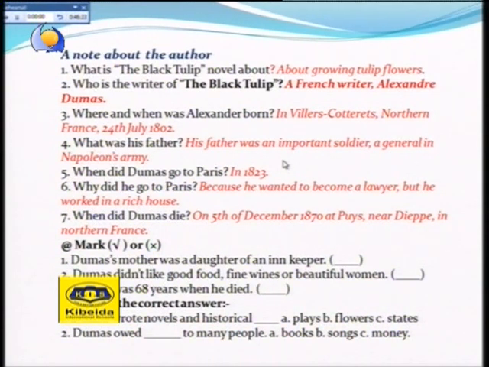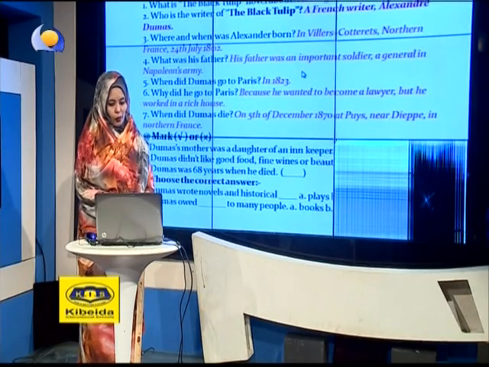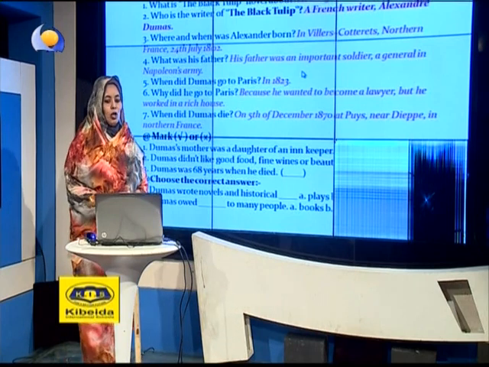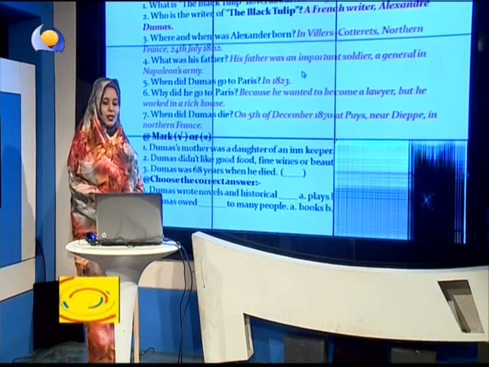Dumas's mother was a daughter of an innkeeper. True. Dumas didn't like good food, fine wine, and beautiful women. No, this is false. Number 3, Dumas was 68 years when he died. Yes, because he was born, as you see here, in 1802 and he died at the age of 68. This is right. Now, choose the correct answer. Dumas wrote novels and historical, of course, historical plays. Dumas owed money to many people.